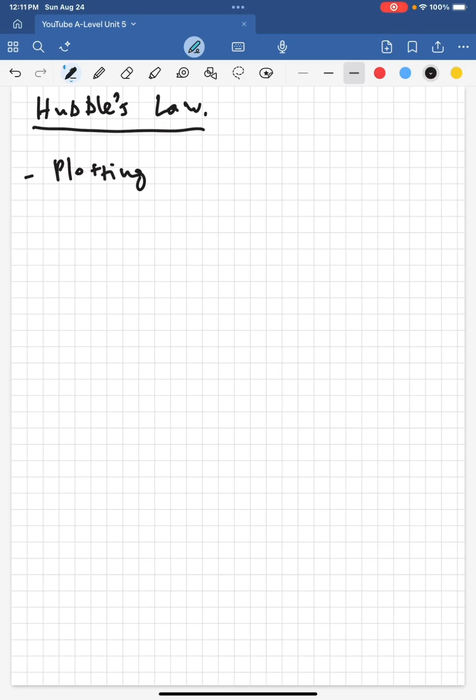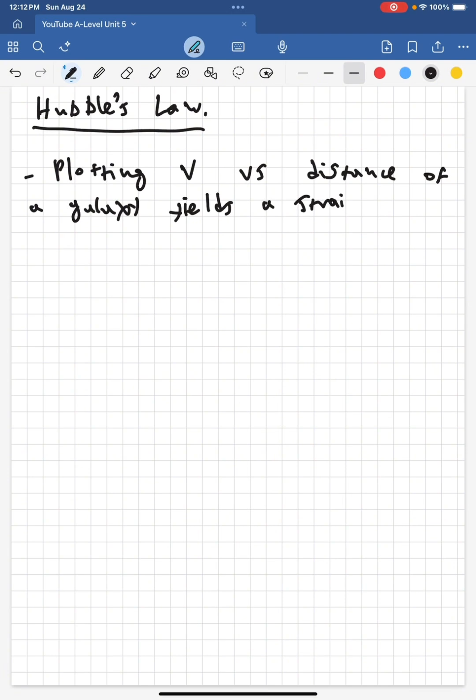So what did this guy do? Plotting the recession speed, V, versus the distance of a galaxy yields a straight line. So this was a very important discovery in astronomy, perhaps the most important, okay?